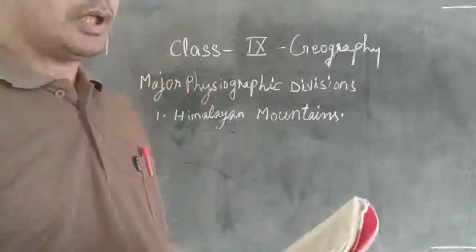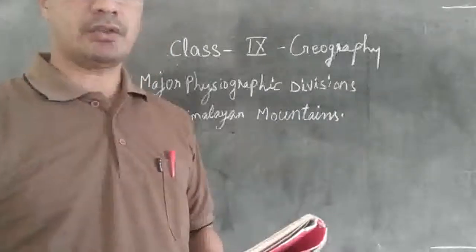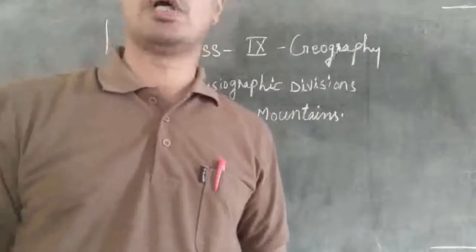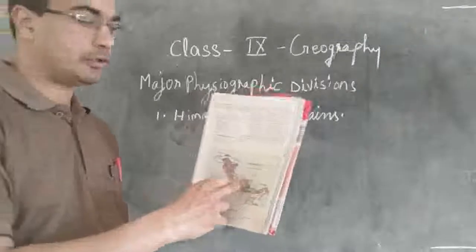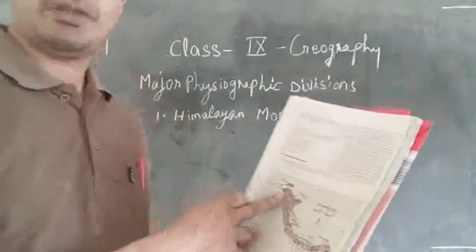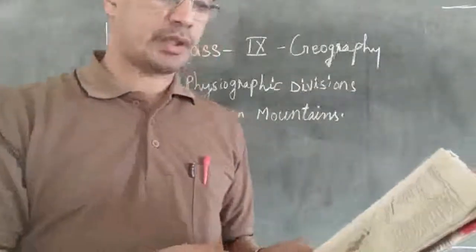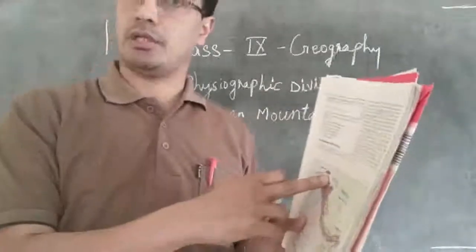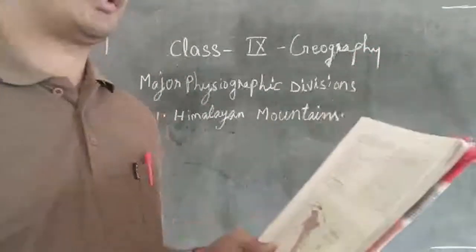And these mountain ranges run in a west-east direction from the Indus to the Brahmaputra. So this mountain is starting from the west and it is going to the east. That means in the west there is a river called Indus and in the east there is another river called Brahmaputra. So from one end there is a river called Indus and on the other side there is a river called Brahmaputra.